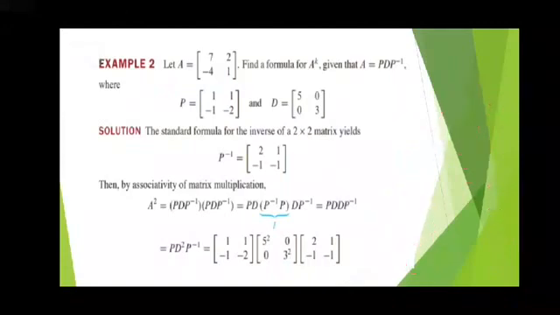So here we take A square. So A square means what? A into A. That means PDP inverse into PDP inverse. So here we use the associative property. We know that in associative matrix multiplication, if it is A into BC, then we write AB into C.